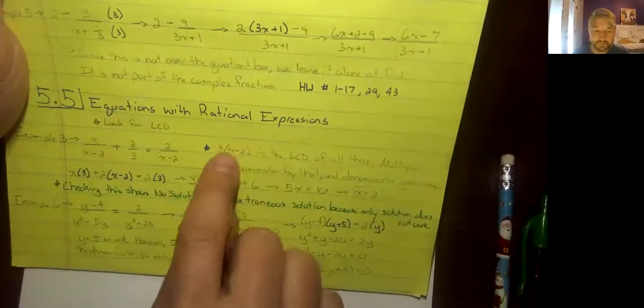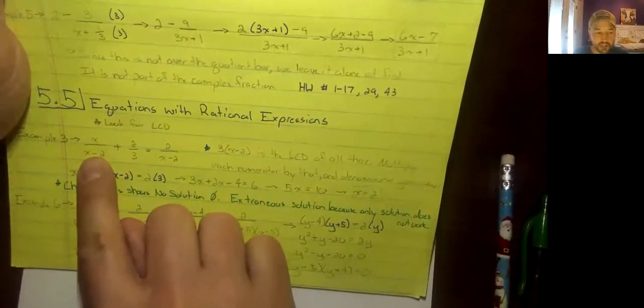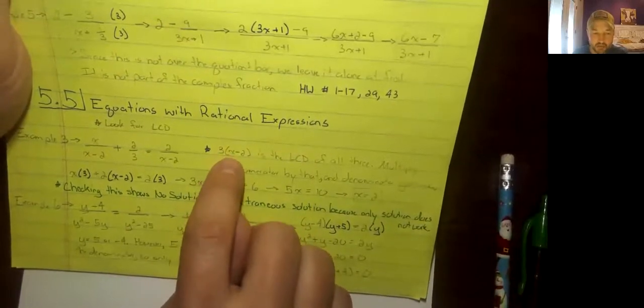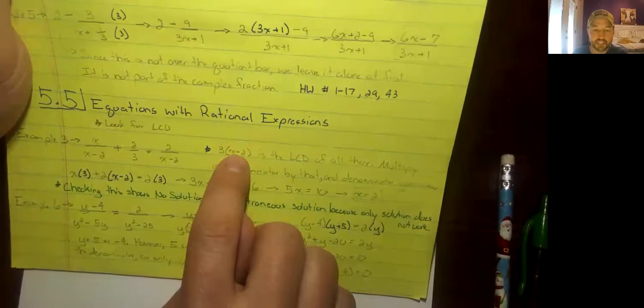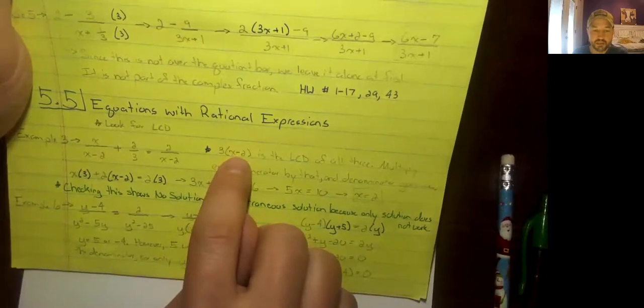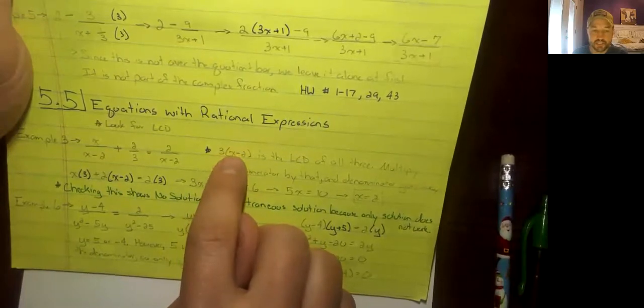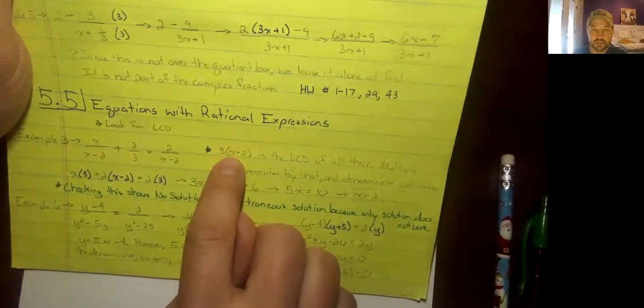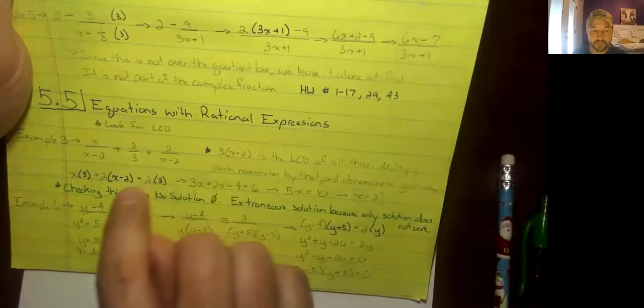Now, our LCD needs x minus 2. It also needs 3. So we have 3 times x minus 2 as the LCD. What you have to do now in this section is look at the LCD, and anything that results in a 0 is not a possible solution. So once you find the LCD, you automatically know 2 does not work. If 2 is one of your answers, you know that's not right, so you discount it.